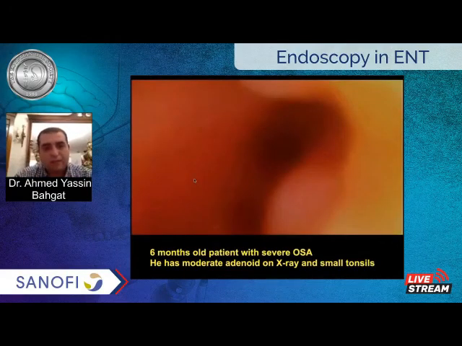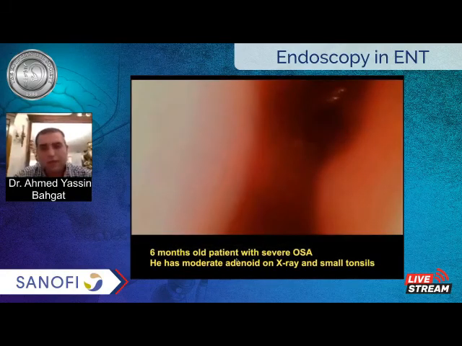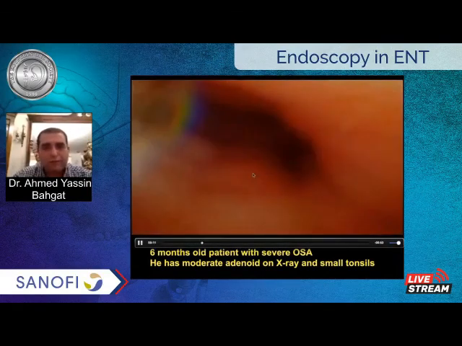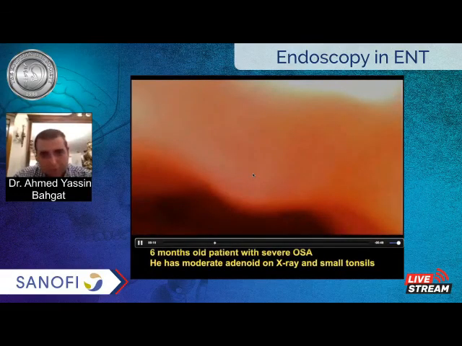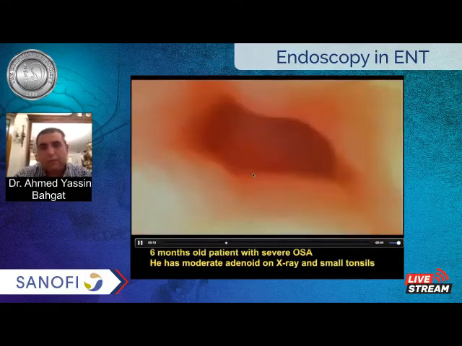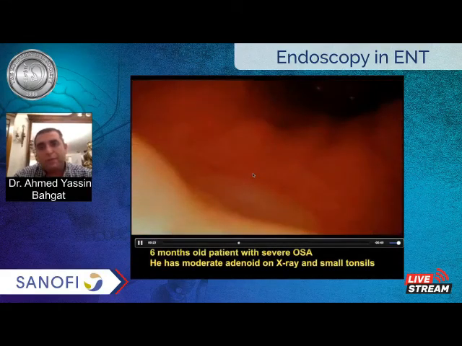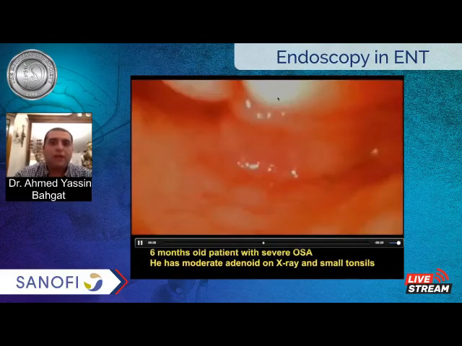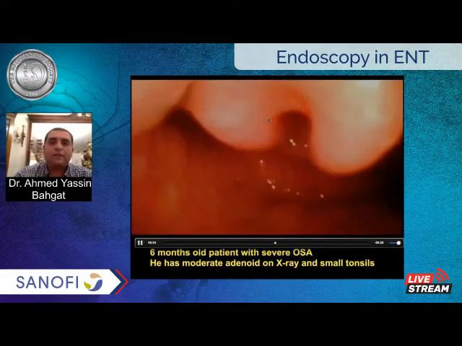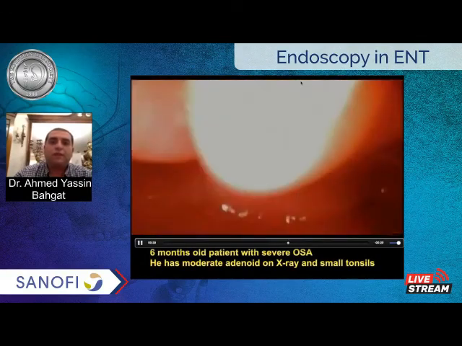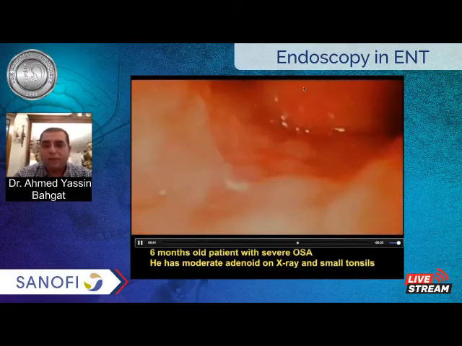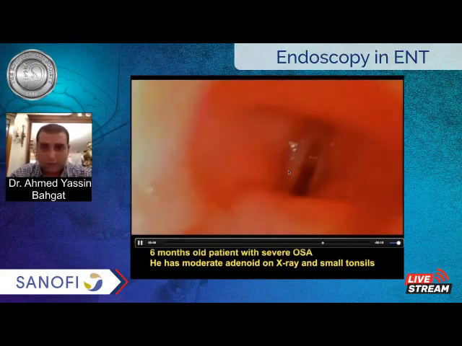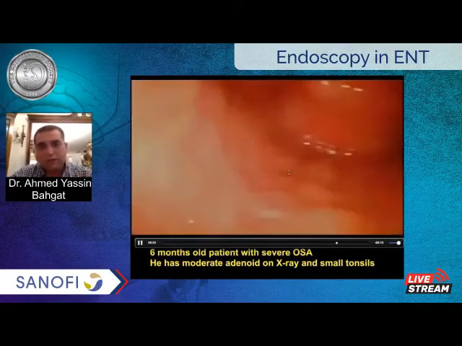Finally, another case, a six-month-old patient, severe obstructive sleep apnea. He has moderate adenoid, very small tonsils, but when we insert the scope, it's not a matter of tonsil and adenoid only. His complaint is just snoring and breath holdings during sleep. You can see that there is some sort of laryngomalacia. There is collapse of the epiglottis and supraglottic larynx on itself. So the problem was in the larynx itself. So that patient needs supraglottoplasty or epiglottolysis with laser in order to widen the supraglottic larynx. It's more important than doing just simple TNA.